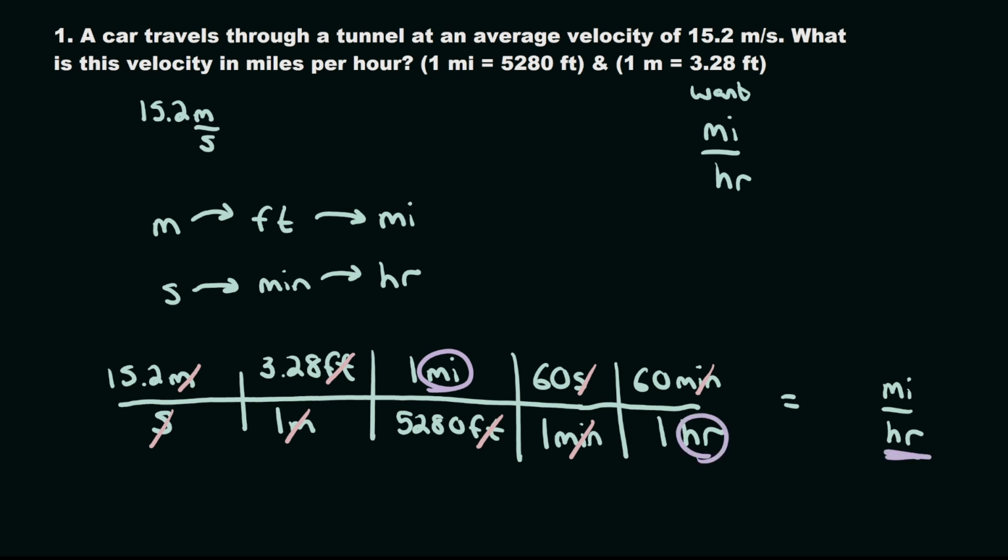The final answer here will be 15.2 times 3.28 times 60 times 60, divided by 5280. After you do that calculation, you should get around 34 miles per hour.